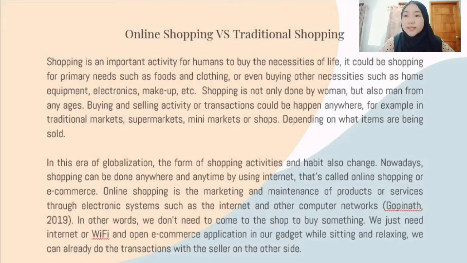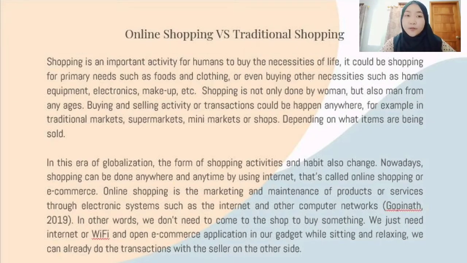Shopping is an important activity for humans to buy the necessities of life. It could be shopping for primary needs such as food and clothing, or even buying other necessities such as home equipment, electronics, makeup, etc. Shopping is not only done by women, but also men of any age. Buying and selling activity or transactions could happen anywhere. For example, in traditional markets, supermarkets, mini markets, or shops, depending on what items are being sold.